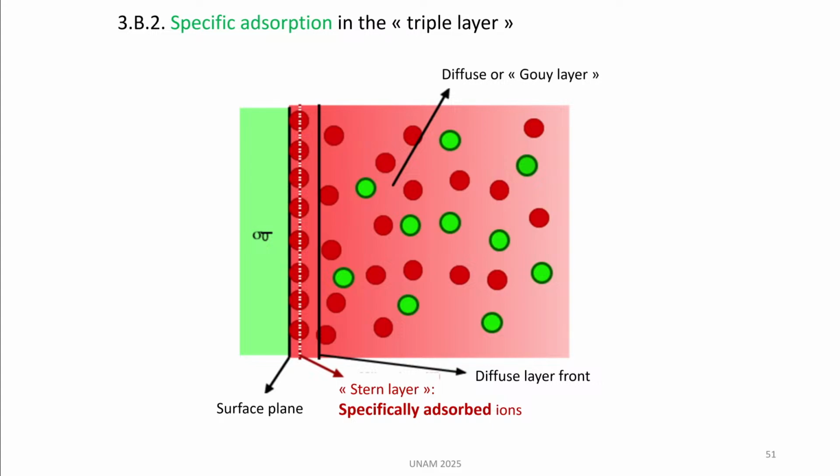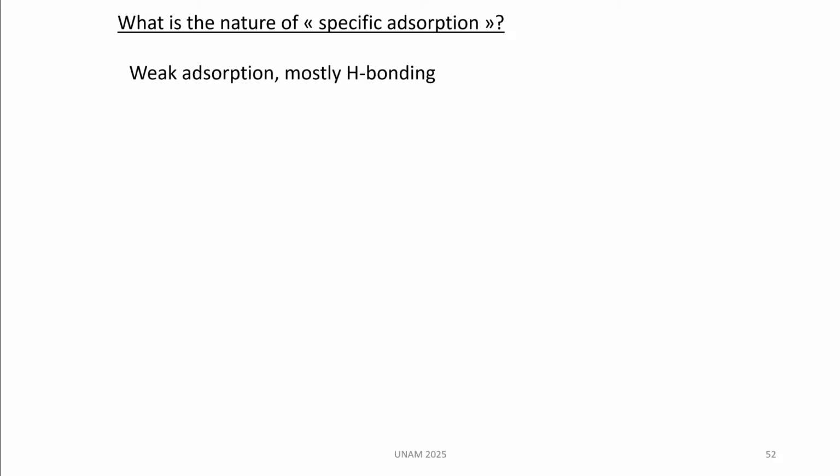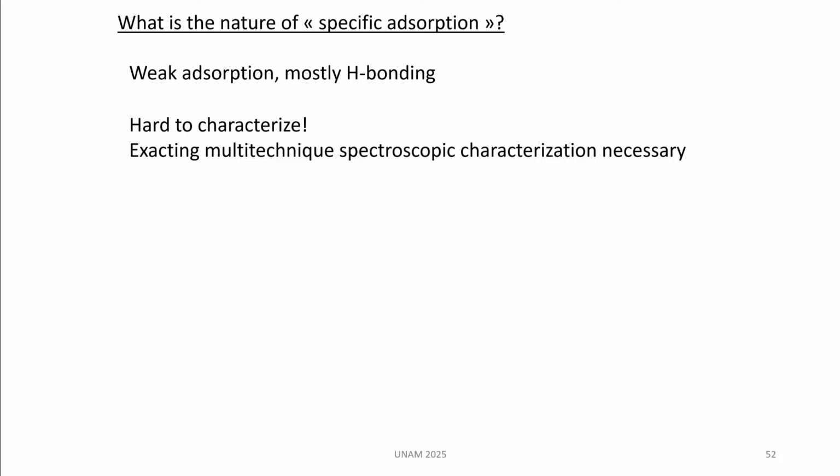The sum of the surface charge plus the Stern layer charge can be either positive or negative, and then you will have a diffuse layer. That's why this is called the triple layer model. But what is the nature of this specific adsorption? Well, it's probably not the formation of a covalent bond. It's probably something like H bonding. It's very difficult actually to characterize due to the lack of good techniques to see ions in buried interfaces, in the interface between a solid and a water phase, a water solution.